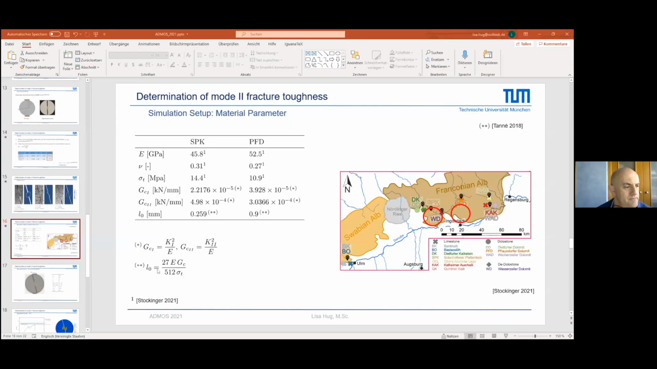So basically we see here, and it's a publication by Chane, 2018, that we can compute L0 based on our material parameter and the tensile strength of the material. And by that, we basically match the peak stress of our material.